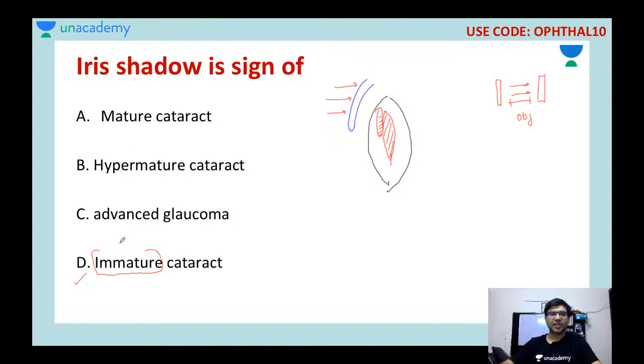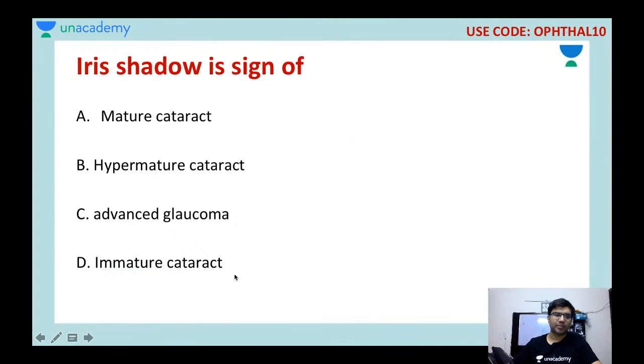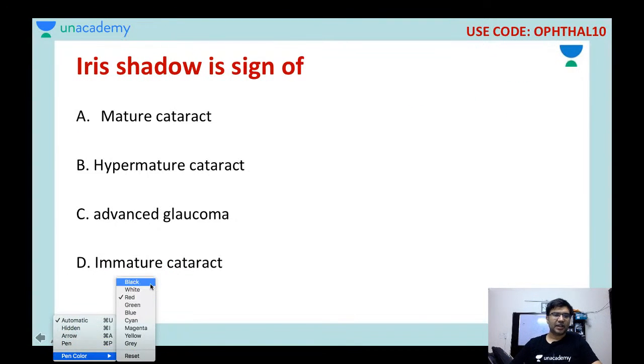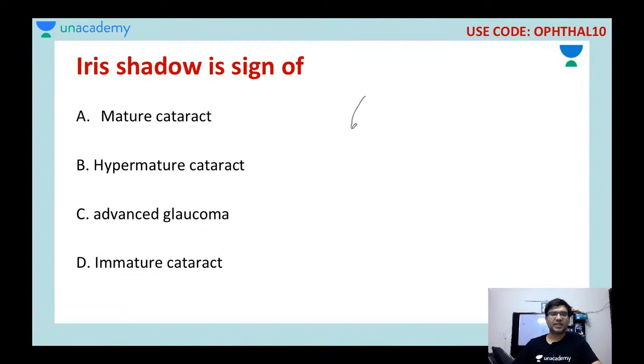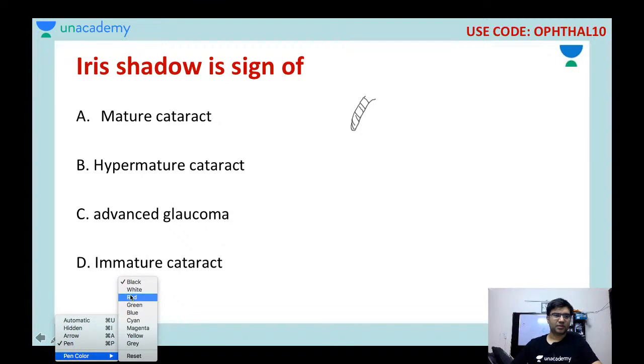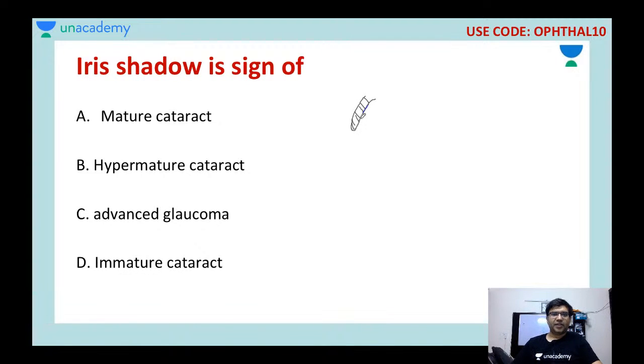Now what is happening in a mature cataract or a hypermature cataract? I would just show you with the help of a diagram. Let's say this is the iris, and we have a mature cataract. In the mature cataract there is no space between the iris and the lens. So there is no intervening space.